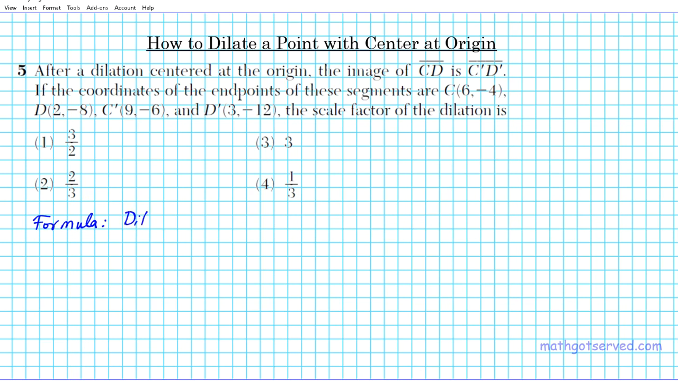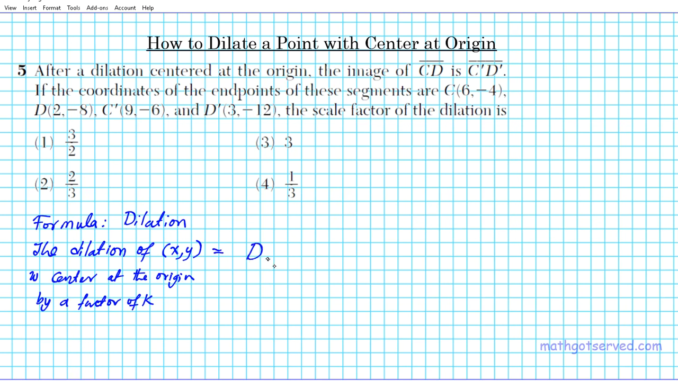So the formula for dilation centered at the origin. The dilation of (x, y) with the center at the origin by a factor of k. So we can write this as the dilation about the origin with a factor of k of the point (x, y).